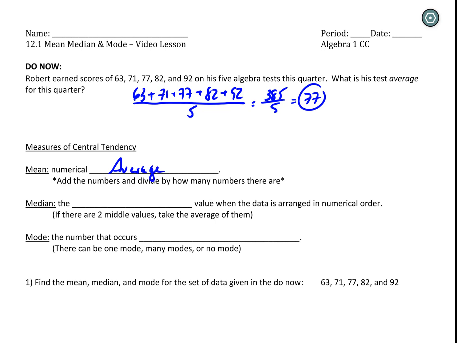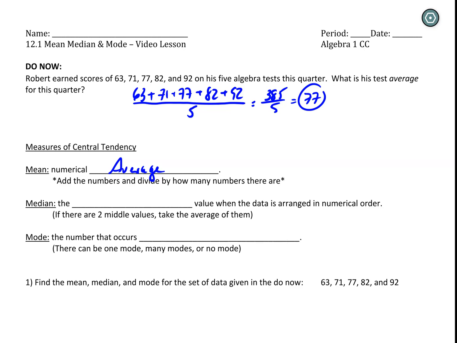Again, we've done that, I'm sure, many times before. You probably do it all the time to figure out what your averages are in your classes. Just simply add up all the scores, divide by the number of scores or the number of pieces of data, and that is in fact your average. But that's not the only piece of information you can get out of this. There are other things as well.